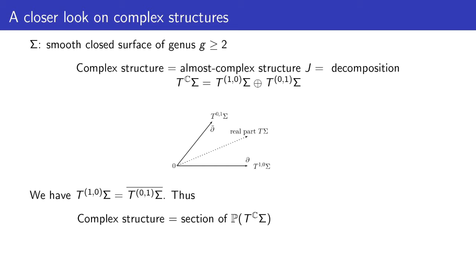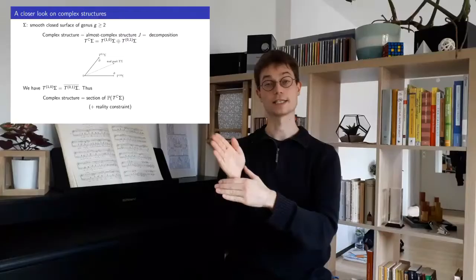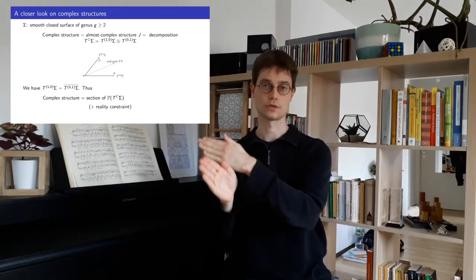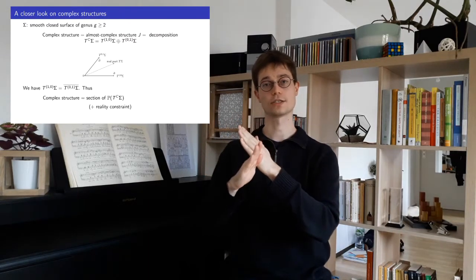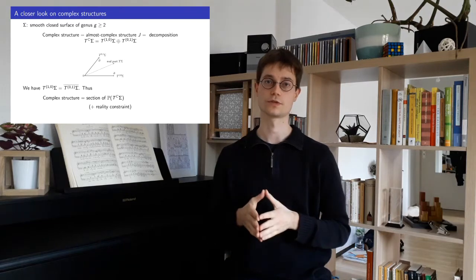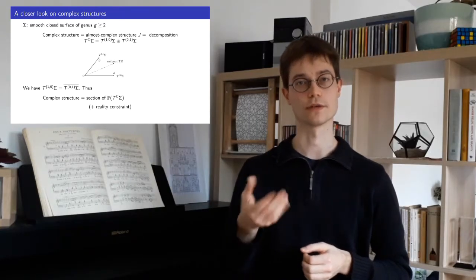The projectivization is pointwise. In fact, to be precise, we need one more condition, what you call the reality constraint. In fact, the direction I give you has to be different from its complex conjugate, because these two directions correspond to different eigenvalues. So this is the extra constraint you have to put.